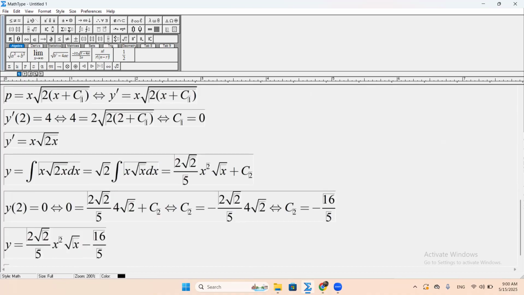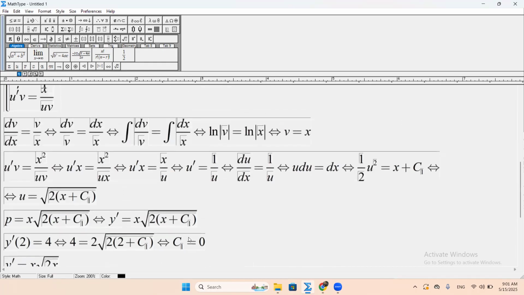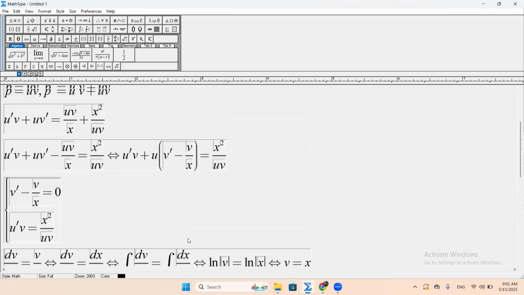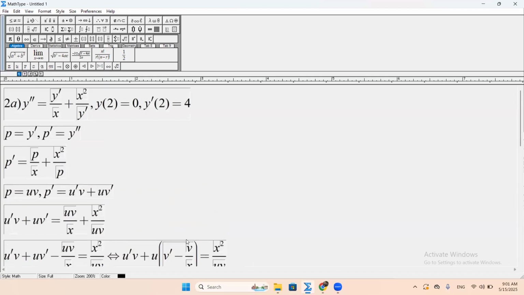So found it. Any questions about this exercise? Okay, as I see, no questions. So now let's move to the next exercise, 2b.